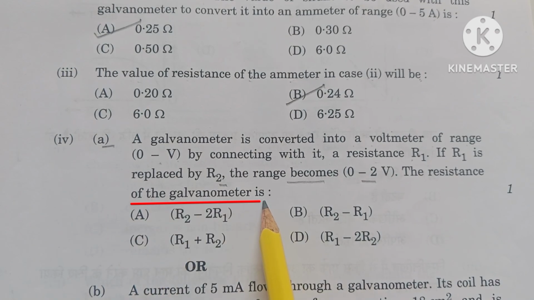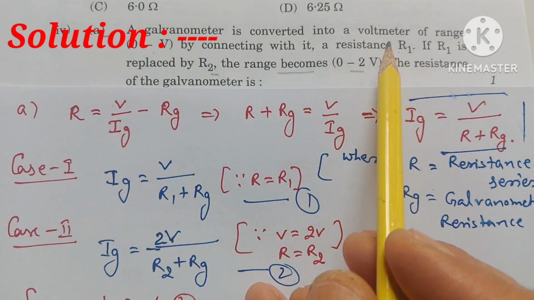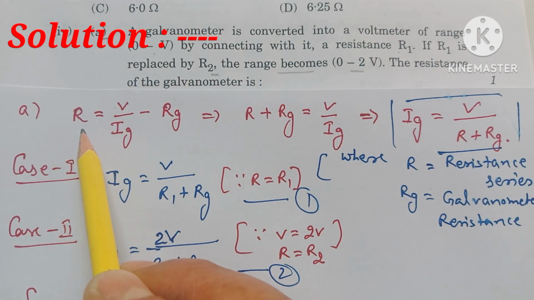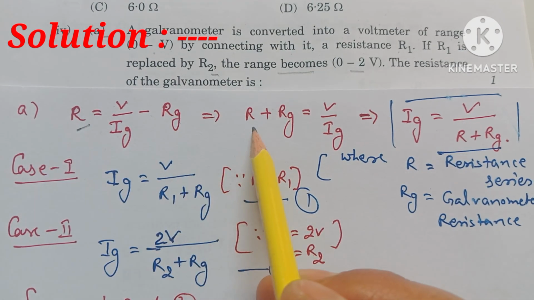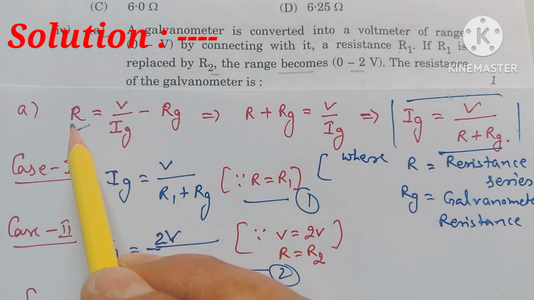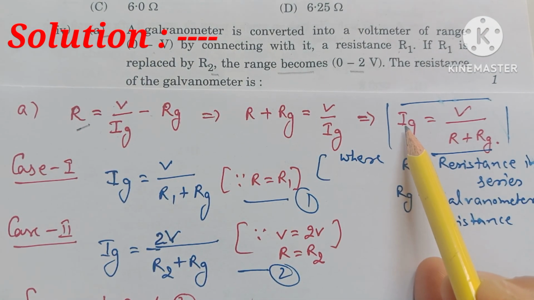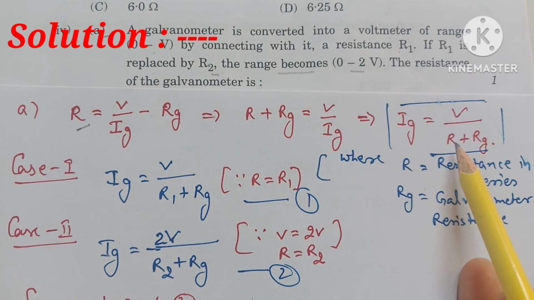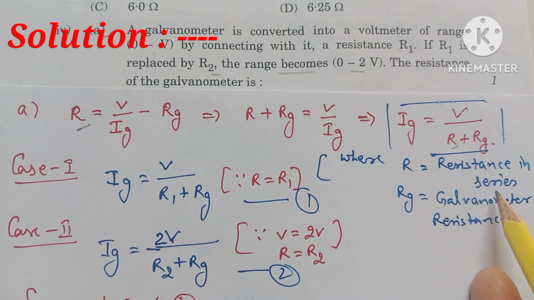The resistance of the galvanometer is, we know that when we convert a galvanometer into a voltmeter, we have to apply a large resistance in series, and that resistance is equal to V upon Ig minus Rg. By rearranging this, taking Rg to this side, we get R plus Rg is equal to V upon Ig. By rearranging this, the current through the galvanometer is equal to V over R plus Rg. Here in this case, R is the resistance in series and Rg is the galvanometer resistance.